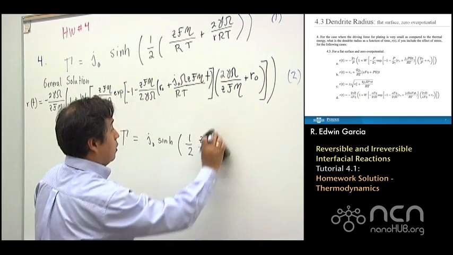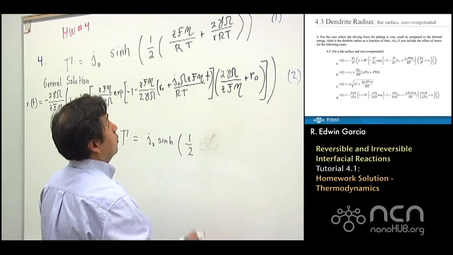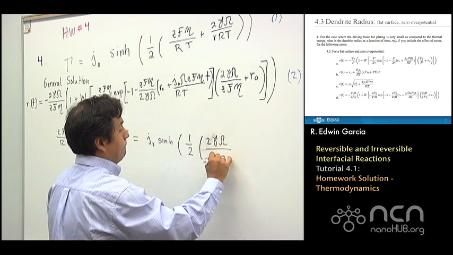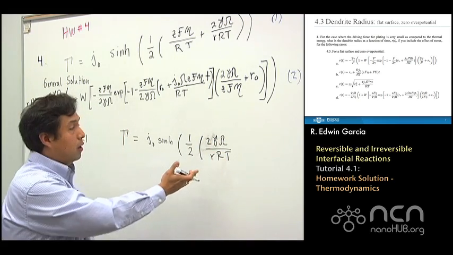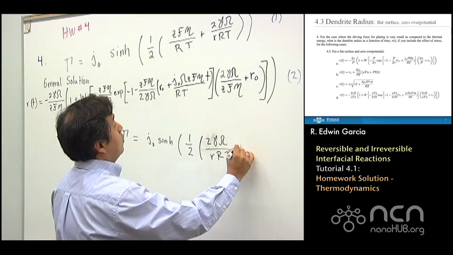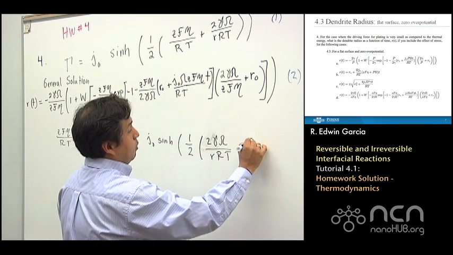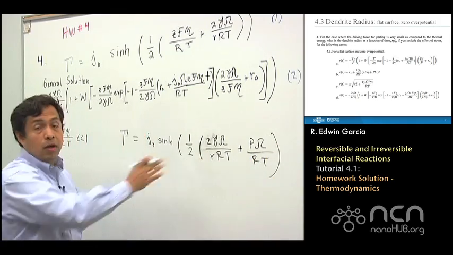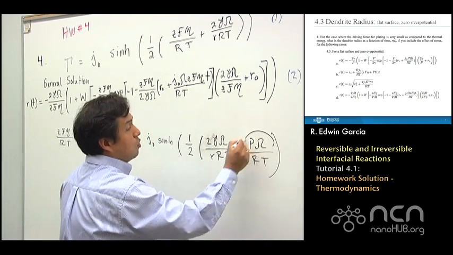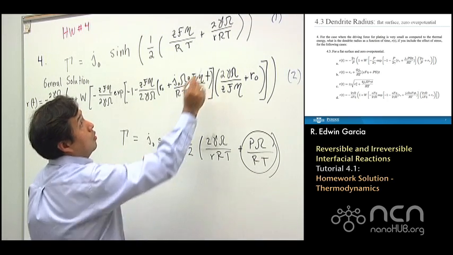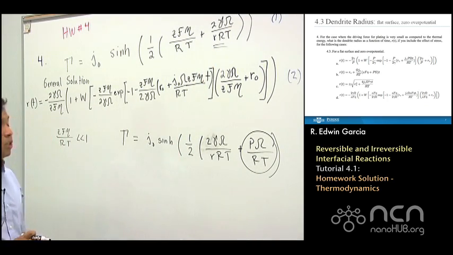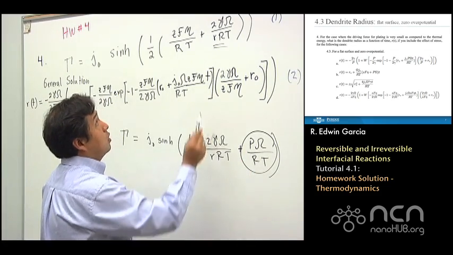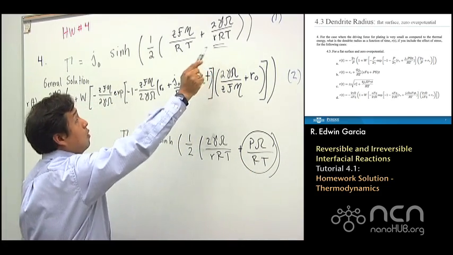Sorry, instead of having that, now we have this, because now we have a different type of surface, plus, in this case, Pω over RT. Basically, now we have that driving force. So this term over here is analogous to that term over there, and everything else follows. We can just substitute directly Pω over RT by 2γω over RRT.